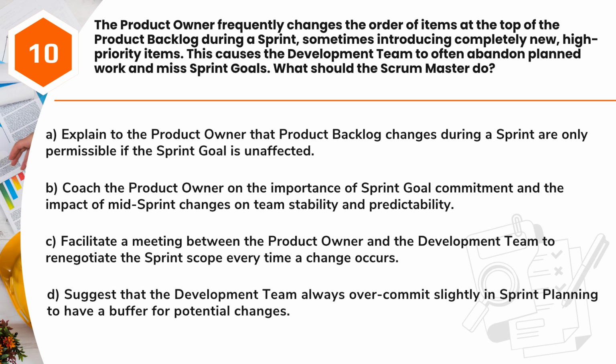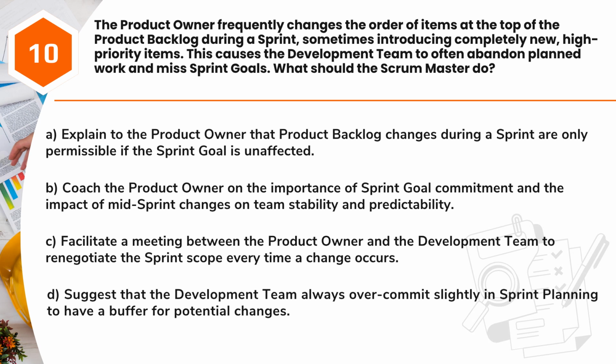Question 10. The product owner frequently changes the order of items at the top of the product backlog during a sprint, sometimes introducing completely new, high-priority items. This causes the development team to often abandon planned work and miss sprint goals. What should the Scrum Master do?